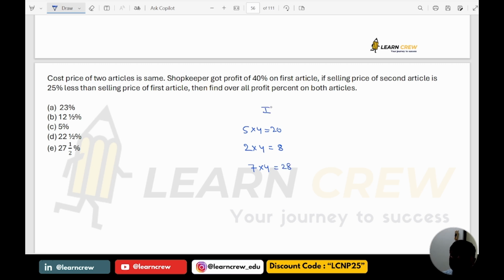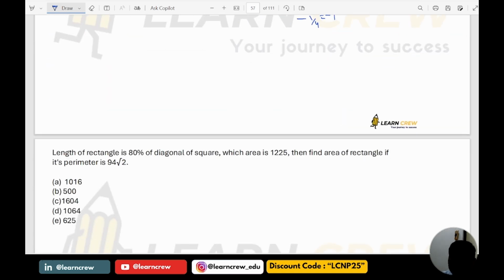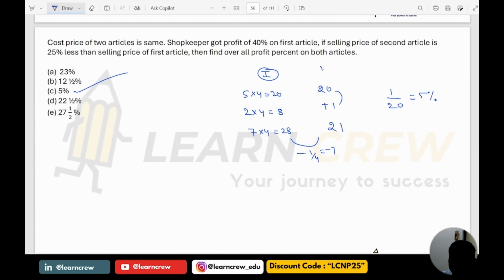My selling price is 28 for the first article. Now the selling price of the second article is 25% less than that of the first. What is 25% less? 1/4 less, so it has to be 21. The cost price is the same, 20, so profit is 1. 1 on 20 is 5%. So the answer is option C. Option C is the correct answer. First article, second article.